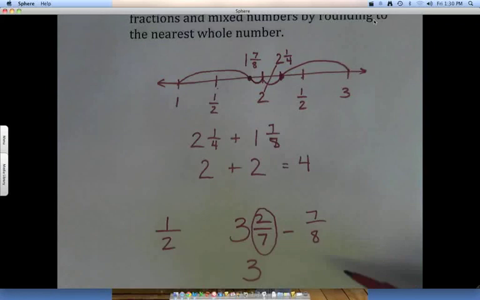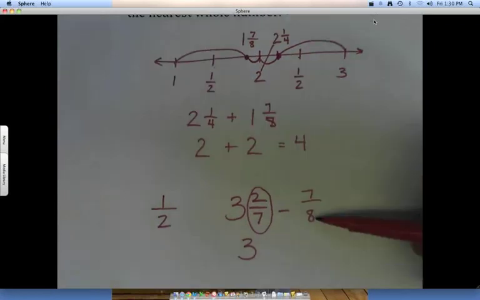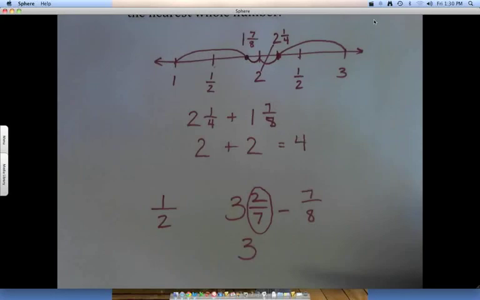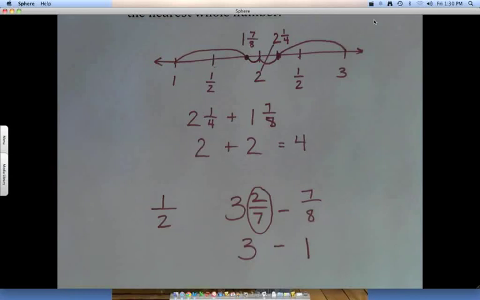My 7/8. Half of the denominator is 4. 7 is greater than 4, so 7/8 is closer to 1 than 0. So I'm going to place my 1. Now I have 3 minus 1, and that equals 2. So my estimate of 3 and 2/7 minus 7/8 is equal to 2.